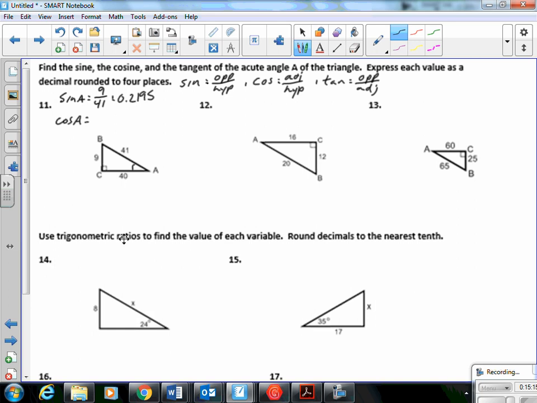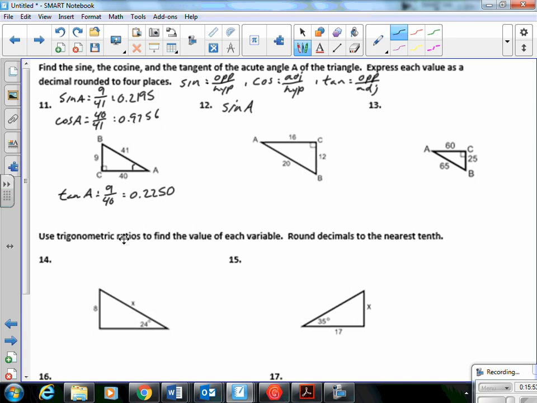Cosine of A is the adjacent side, which is 40, over the hypotenuse, 41. .9756. And then the tangent of A will be the opposite 9 over the adjacent 40, which is 0.225, but it wants it to 4 decimal places, so add a 0 in there to get it to 4 decimal places.